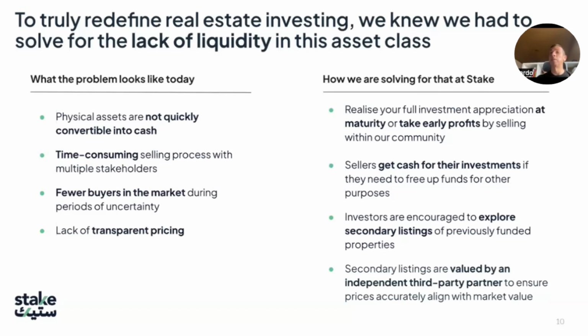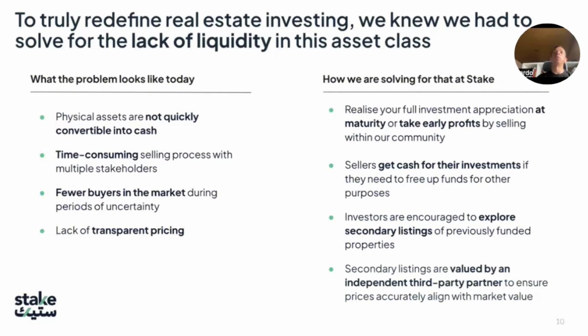There's a lack of transparency on the pricing, perhaps, because you will try to put the property up for sale at a certain price and the market is telling you another price. So this is all a big problem, right? And it's not easy because it involves paperwork, and probably intermediaries transferring the property itself. So how are we solving that at Stake?